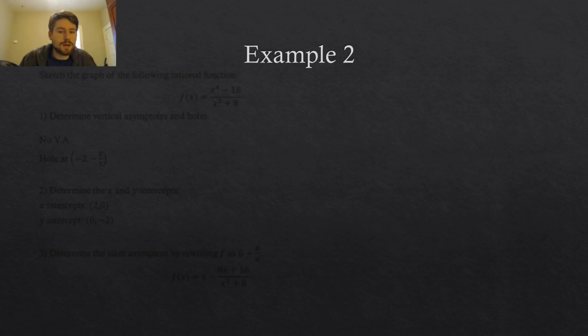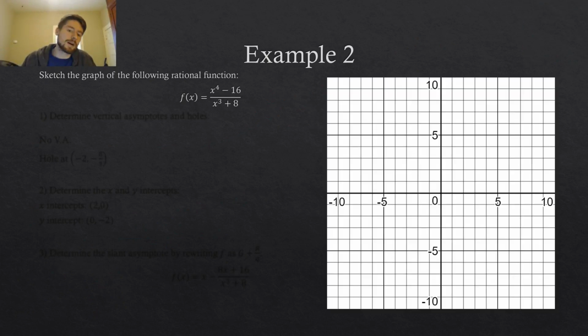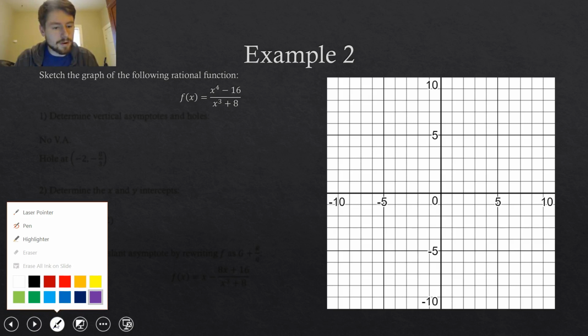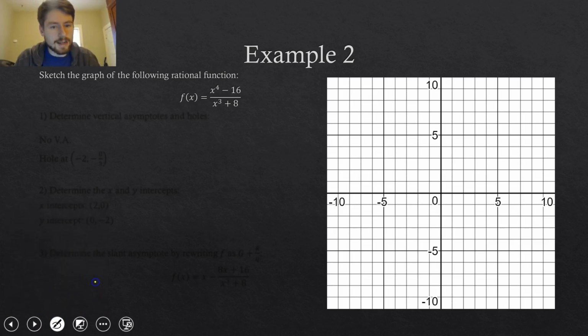Okay, example 2. We're going to sketch the graph of the following rational function: x to the 4th minus 16 over x cubed plus 8. So x cubed plus 8 and x to the 4th minus 16 can be factored. That's always going to be our first step. Remember, we want to factor these two out.